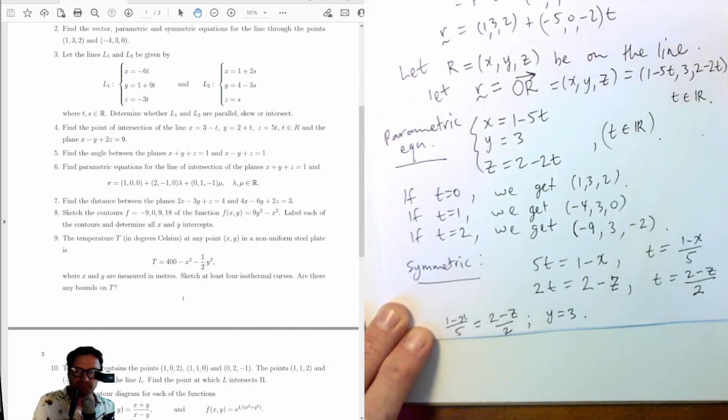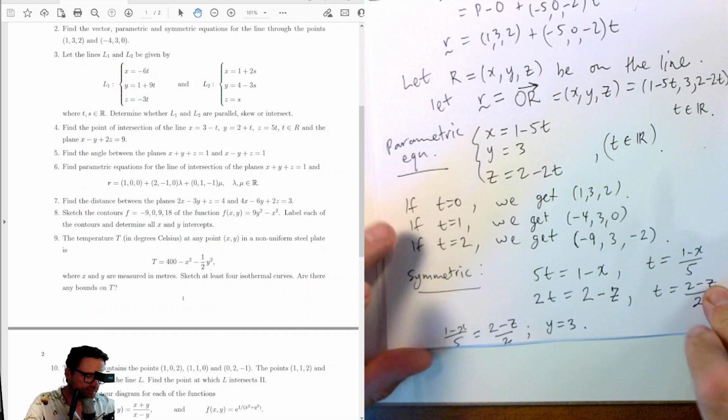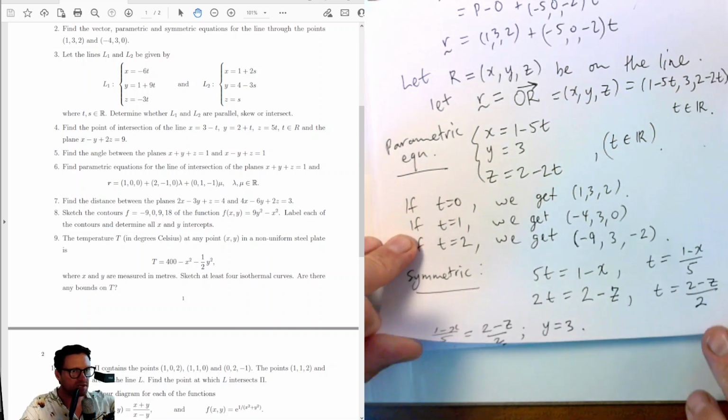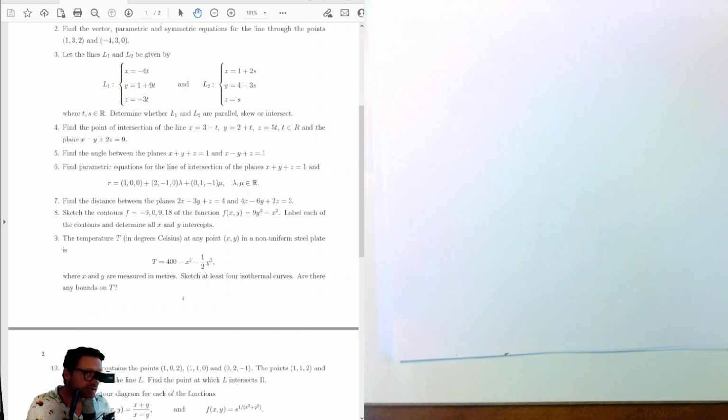Okay, as it is there. So this is the symmetric equation of the line, if I remember the wording right. Okay, let's move on to the next question.